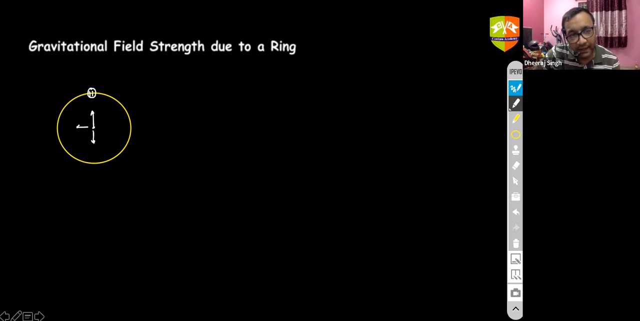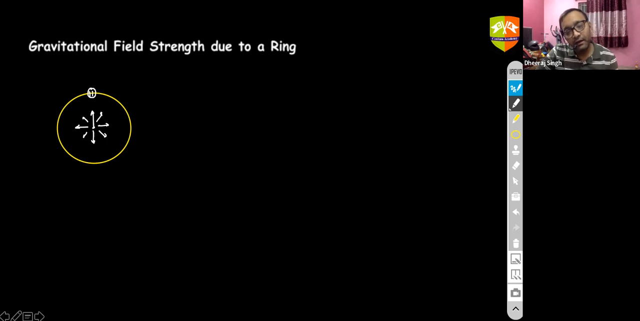Now, gravitational field due to a ring is something which comes quite often. So let's say there is a ring. How much is the gravitational field at the center? Gravitational field is a vector quantity, as all of you know, right? It is zero. At the center, it is zero because the force per unit mass at the center is zero. If you take this point mass, it will apply force this way, this one like that. So force per unit mass gets cancelled in all directions.